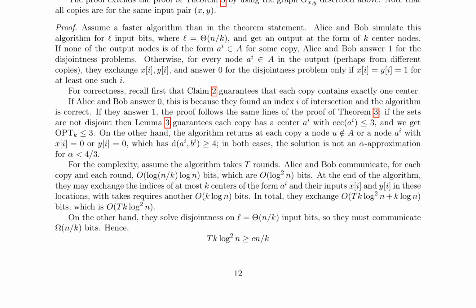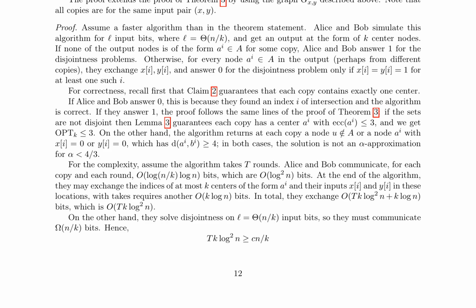The proof assumes a faster algorithm than the theorem statement and simulates this algorithm for L input bits, where L equals theta of n K. Alice and Bob get an output in the form of K center nodes and simulate the algorithm for L input bits. They exchange x_i and y_i, and answer 0 for the disjointness problem only if x_i equals y_i equals 1 for at least one such i. The correctness of the algorithm is ensured by Claim 2, guaranteeing that each copy contains exactly one center.